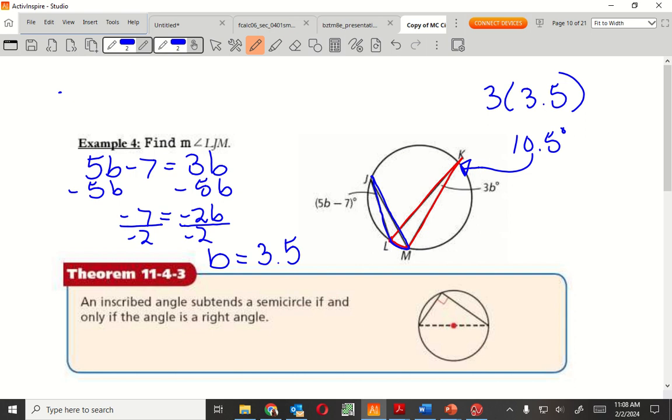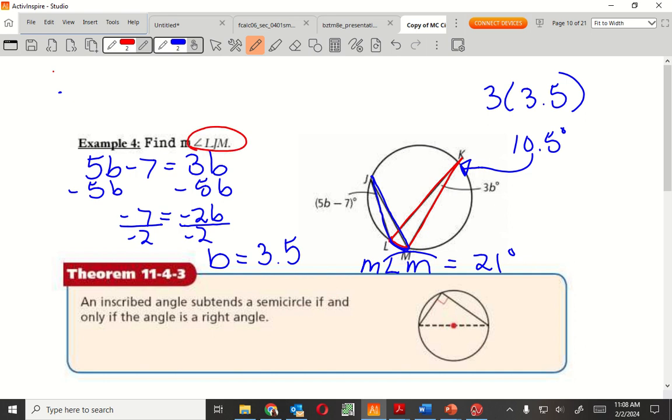Now the arc that goes with that, I know has to be how much? 21. Why 21? Because it's 10.5 times 2. It's twice what my inscribed angle is. So it's going to be this number times 2. So this arc LM is 21. Now I want to find arc LJM.